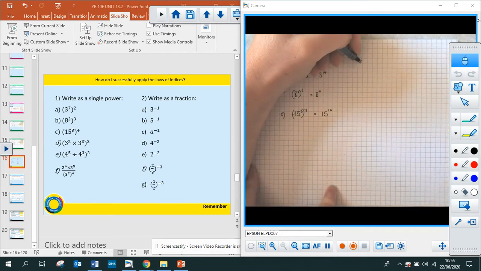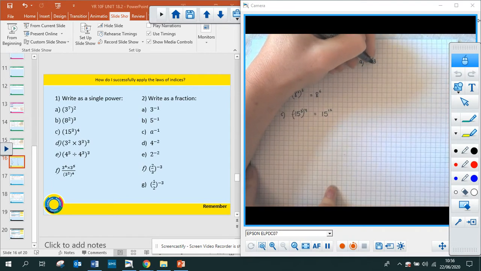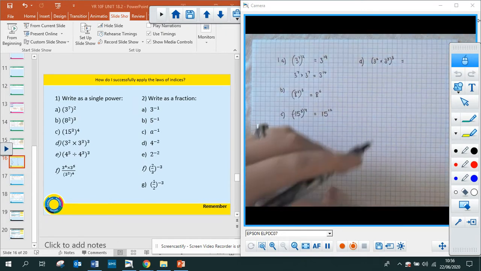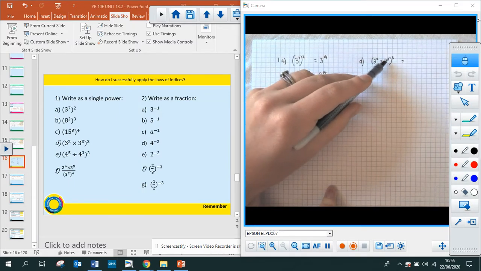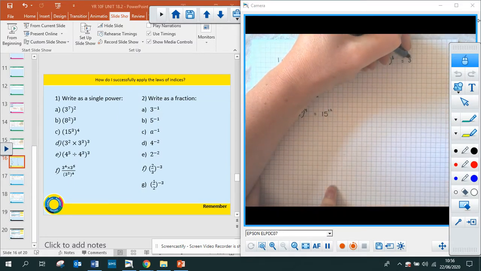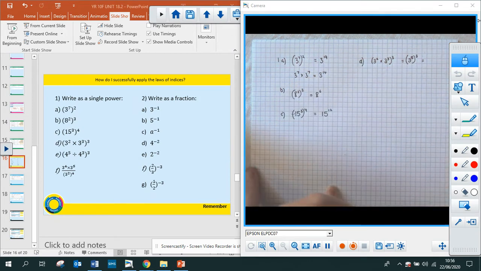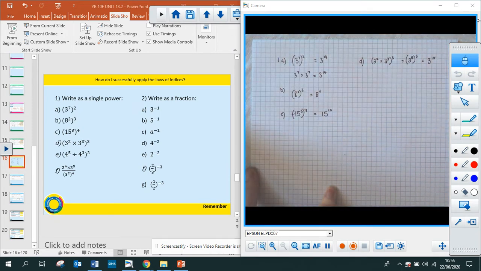Okay, part D. We have brackets 3 squared multiplied by 3 cubed, close brackets, all cubed. Okay, so first you need to deal with your brackets. As we're multiplying, we add our indices. So 2 plus 3 is 5. So that leaves us with 3 to the power of 5 all cubed. Now we just multiply. 5 times 3 is 15, so my answer is 3 to the power of 15 there.